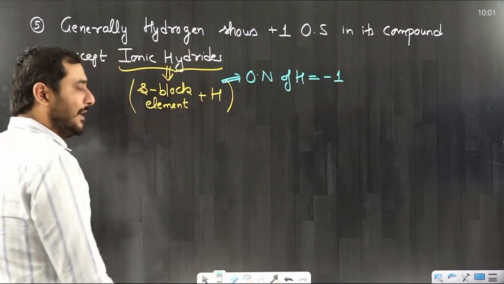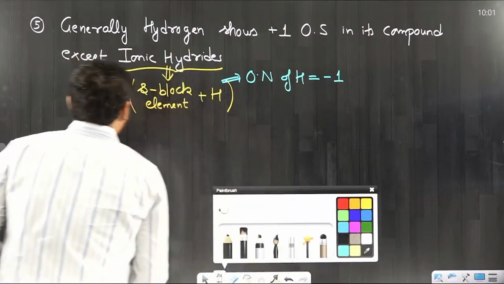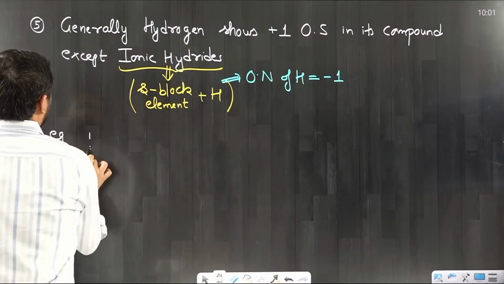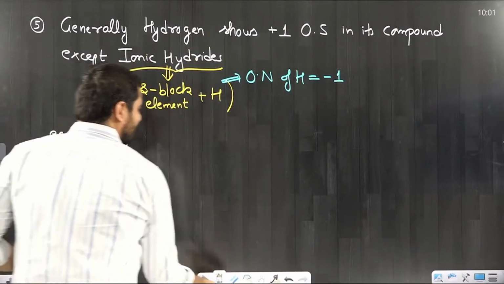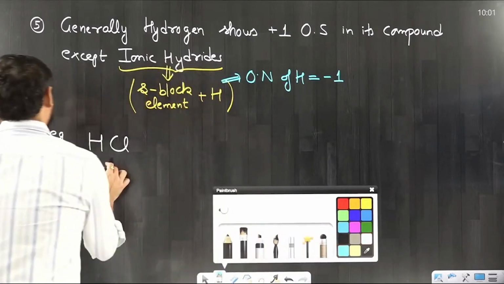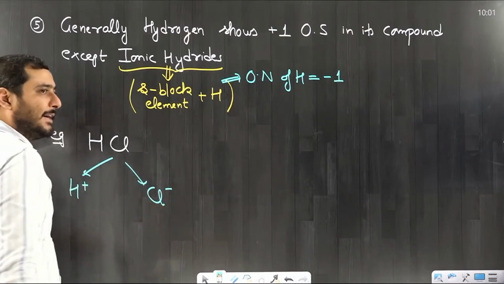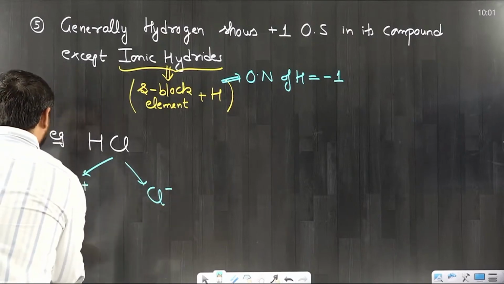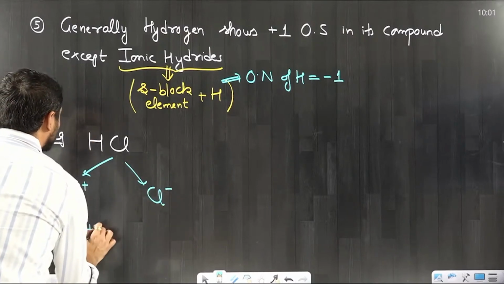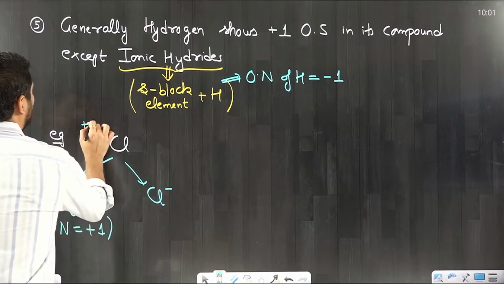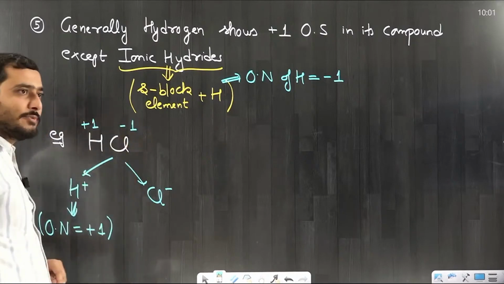It is -1. So if I take an example, first example, let us take HCl. Now HCl, we all know it is H positive and Cl negative. So what is the oxidation number of hydrogen here? The oxidation number is +1. So hydrogen is +1, chlorine is -1.